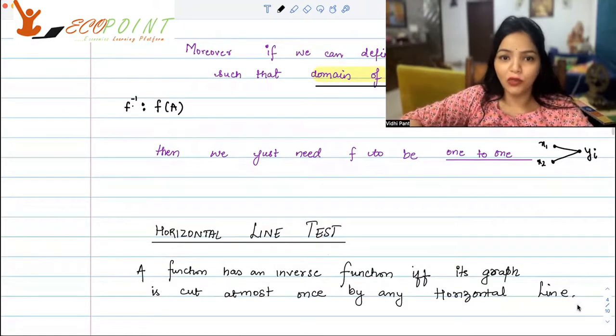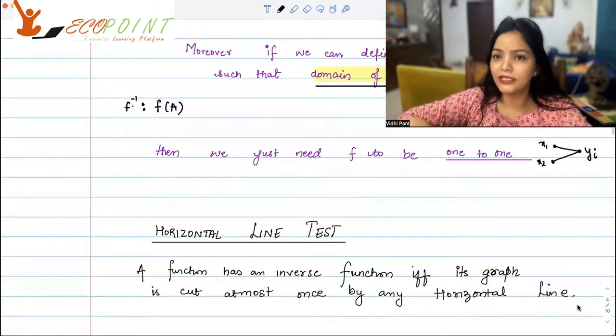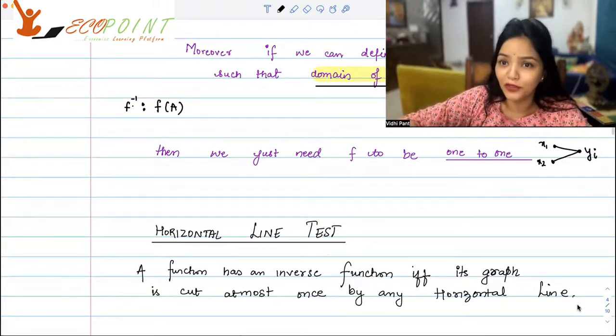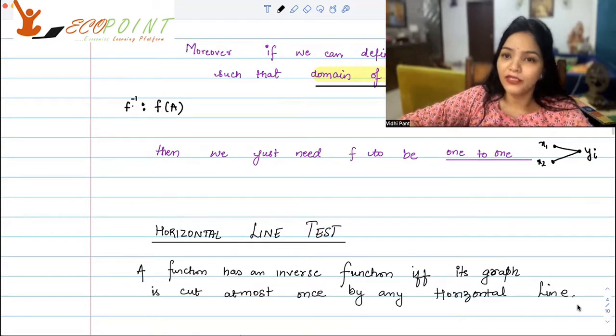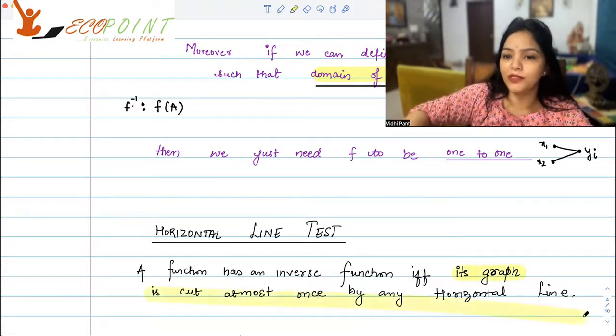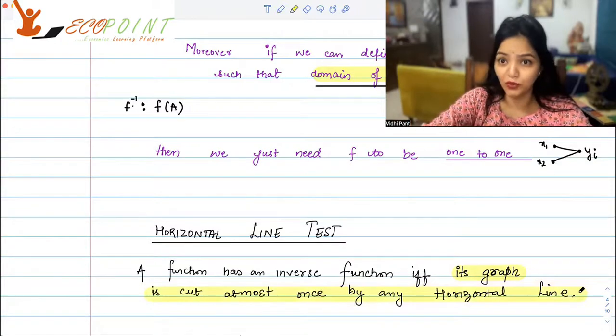Then I would like to talk about the horizontal line test. Horizontal line test tells you if you can have an inverse or not, because it tells you about a one-to-one function. Just like the vertical line test tells you whether it is a function or not, the horizontal line test tells you whether this function is a one-to-one function or not. A function has an inverse function if and only if its graph is cut at most once by a horizontal line, at most once.